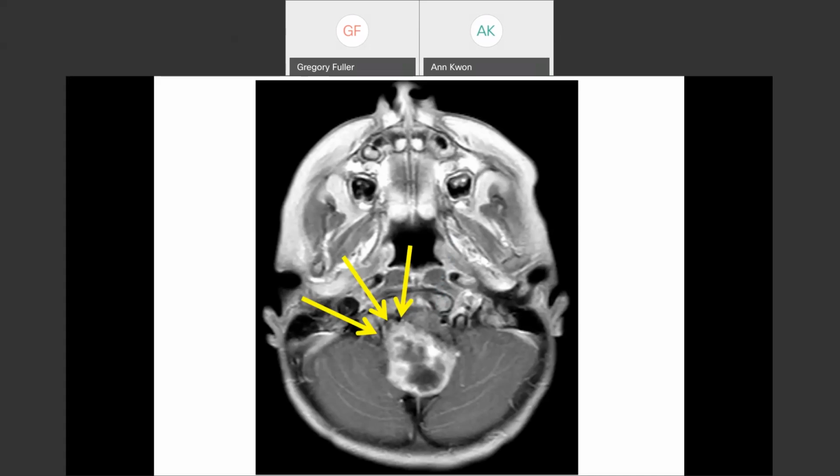Yes, Dr. Trivedi, foramen of Luschka. See, Dr. Singh was close. He just simply said Luschka. All right.